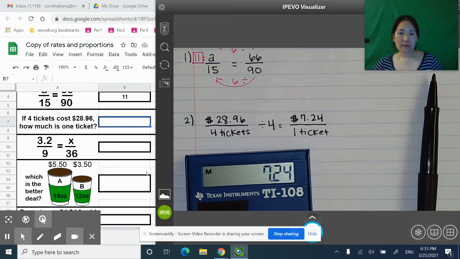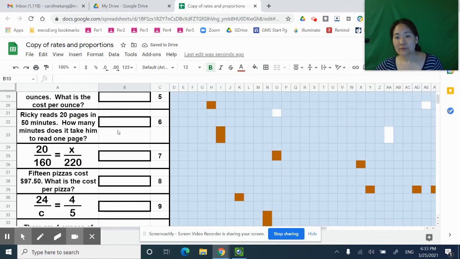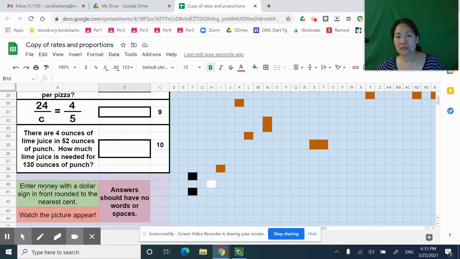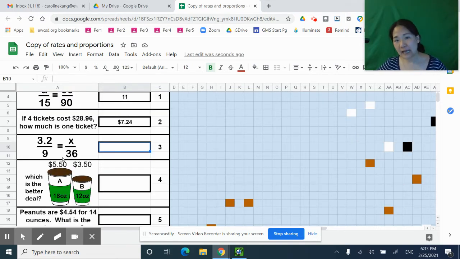Now let me try just entering 7.24 and see if that would give me pictures. You see how it's red? If you look at the instruction, it says enter money with the dollar sign. So now let me try it with the dollar sign, $7.24. Now it's no longer red, it's black, and then you got some new colors.